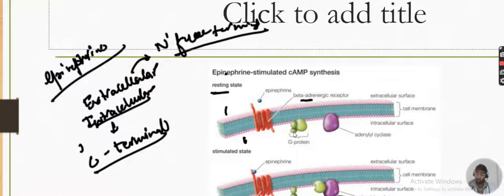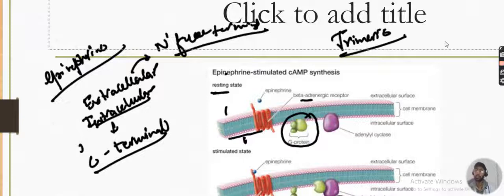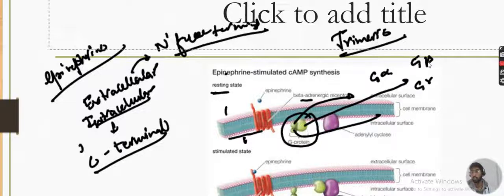Now we have a G protein associated in the intracellular space, associated with the cell membrane, as we could see here. This G protein is the main thing here. It is a trimeric protein. Trimeric means it contains 3 subunits. What are those 3 subunits? This subunit is known as G alpha. This subunit is known as G gamma, and this bigger subunit is known as G beta. So in resting state, these are trimeric like this: G alpha, G gamma, and G beta.